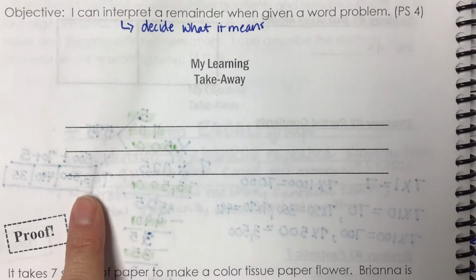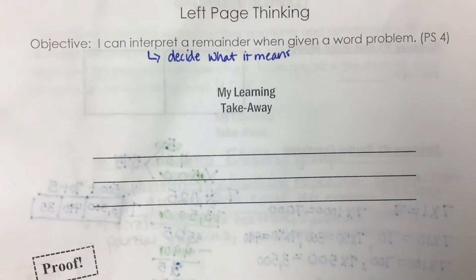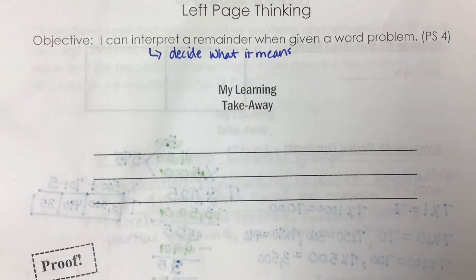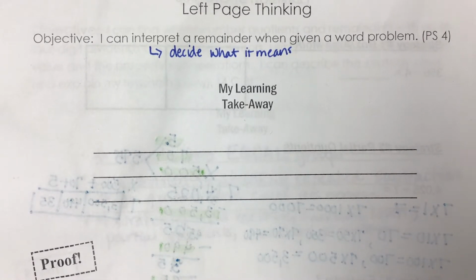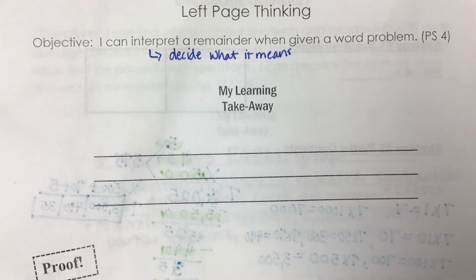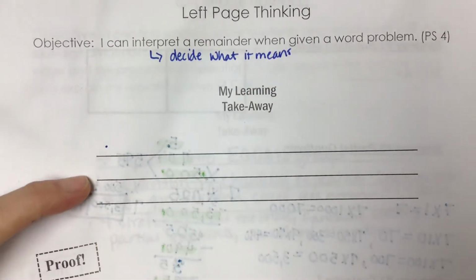So when we solve story problems with division and we get a remainder, part of what we have to do is decide what that remainder means for our answer, okay? And there are 5 different things that we can do with a remainder in a story problem. And so I want to talk about those today.